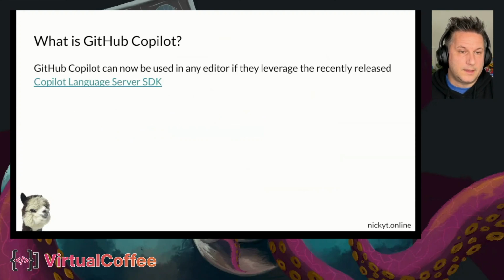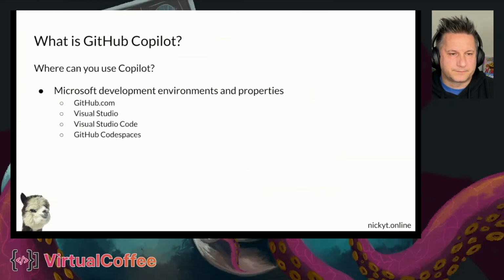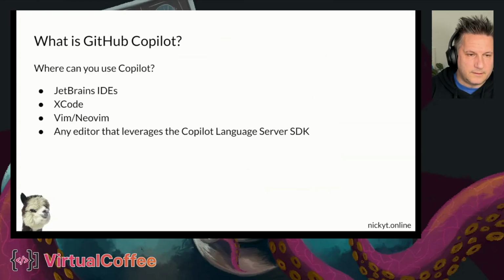Aside from that, GitHub Copilot can now be used in any editor if they leverage the recently released Copilot language server SDK. So you're not just limited to Microsoft properties now. So speaking of which, where can you use it? You can use it on github.com, Visual Studio if you're a .NET developer, Visual Studio Code, GitHub Codespaces, JetBrains IDEs, even Xcode if you're an iOS developer.